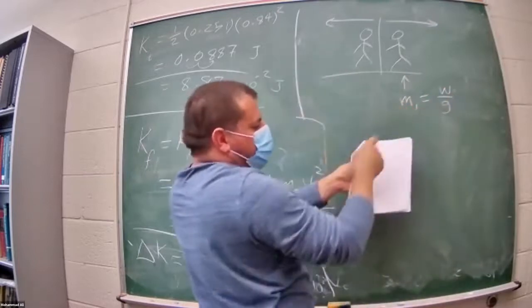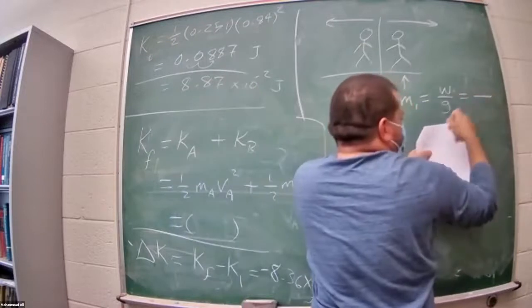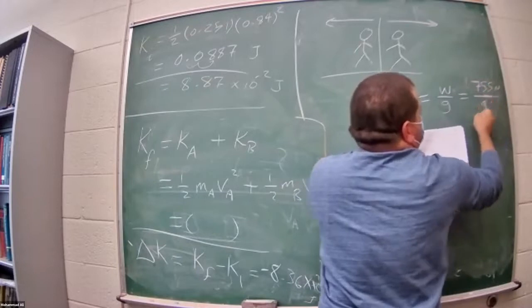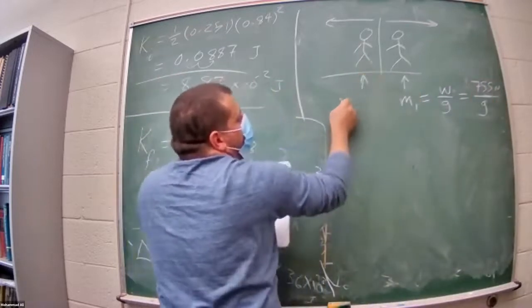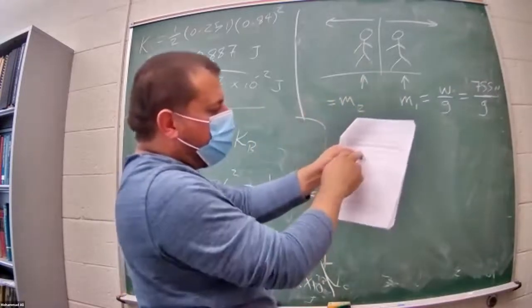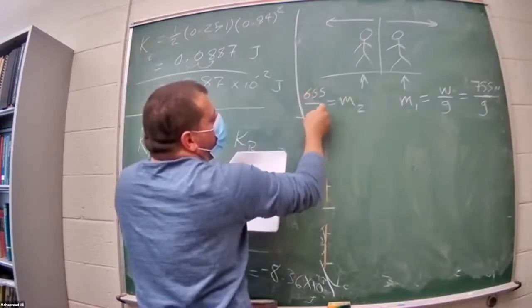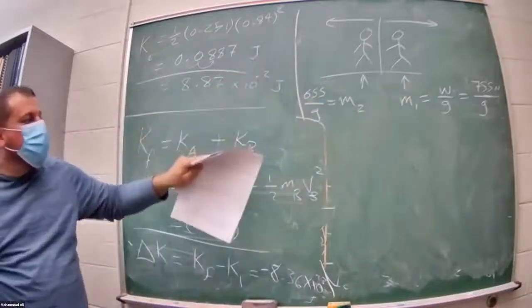We need to know the mass, and the question gives us the weight. The weight is equal to 755 newtons over G. This is the mass for the first one. The second one has a mass equal to his weight, which is 655 over G. We need the mass, we don't need the weight, okay?